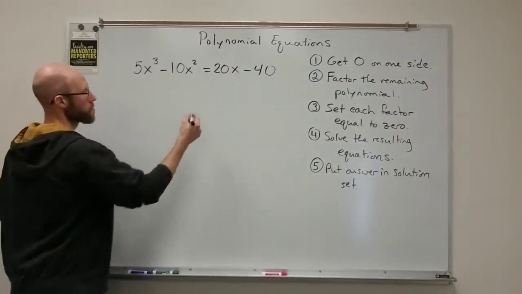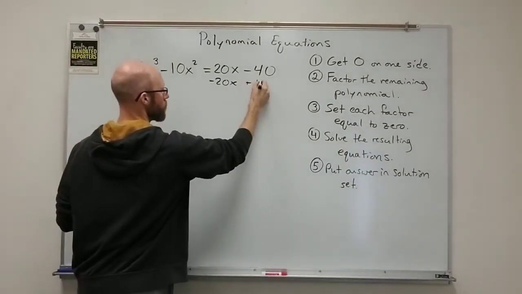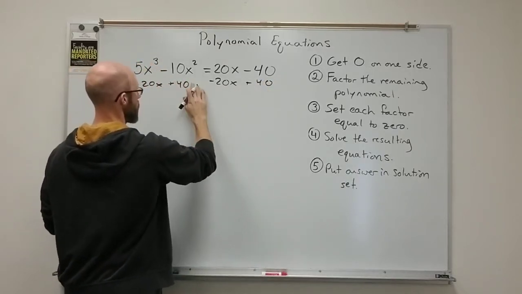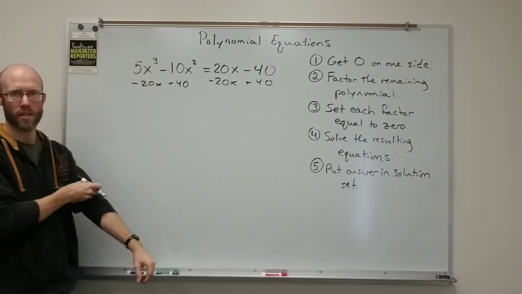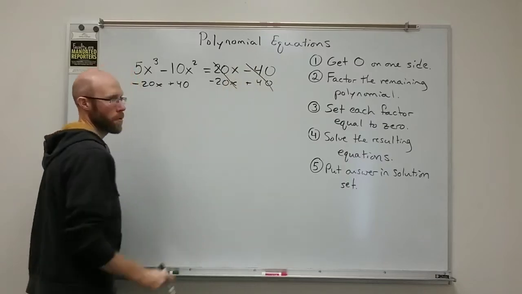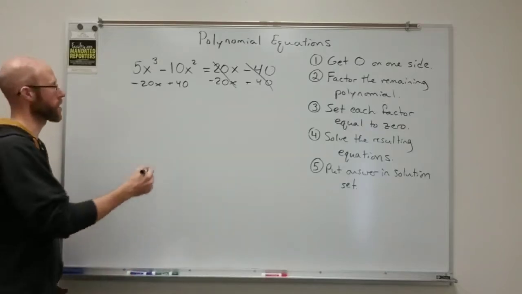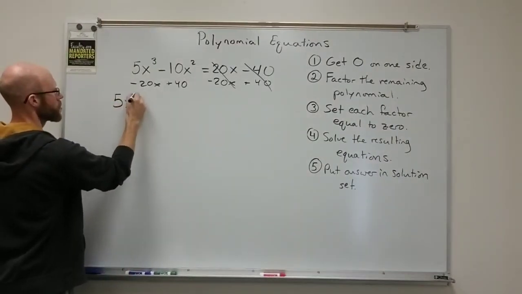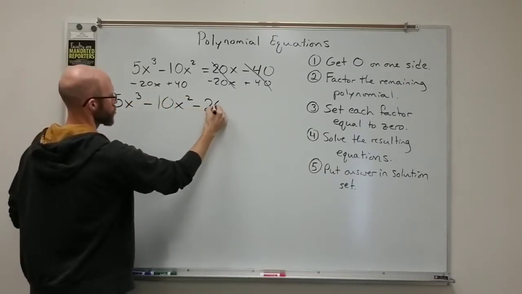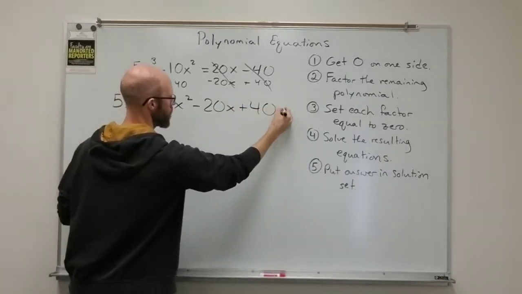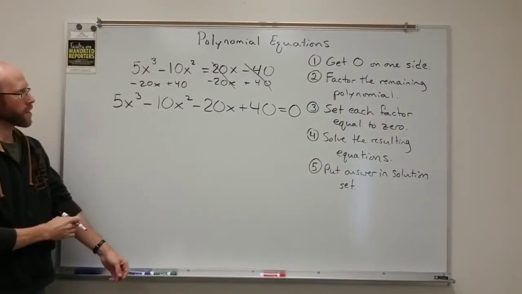And so I'm going to subtract the 20x from both sides, and I'm going to add 40 to both sides. I'm going to go ahead and do that all in one step. It doesn't really matter if you do it in 2 steps or 1, it just saves me from writing this down twice. Everything will drop off the right side, but notice on the left side, there are no like terms, okay? So I can't really combine anything. So I'm going to have 5x to the third minus 10x squared minus 20x plus 40, and then the entire right side just becomes 0. Okay, so it equals 0. Okay, so that's step 1.